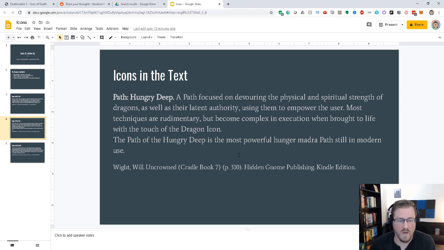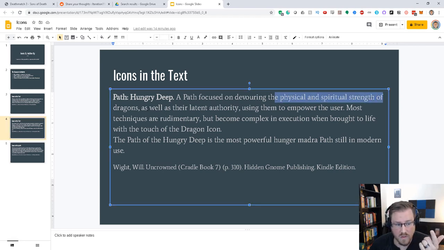And then the Path of the Hungry Deep is the most powerful hunger matcher path still in modern use, which is interesting for the next quote that I talk about. It's a hunger matcher path, and the path focuses on devouring the physical and spiritual strength of dragons as well as their latent authority.